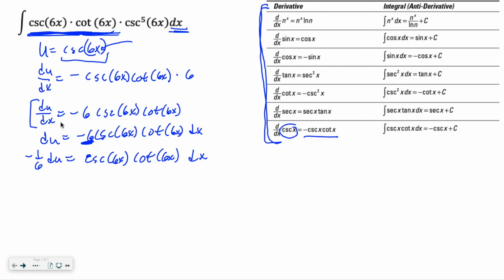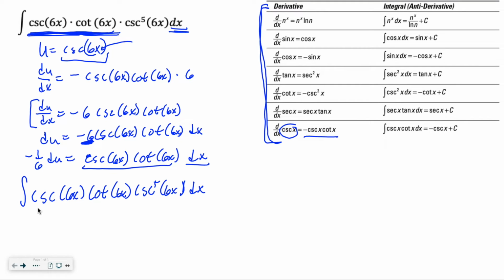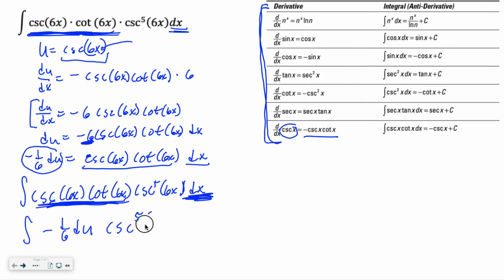Now we have something we can substitute. We have du and we have dx. So we can put that back in. So I'll rewrite this. Cosecant 6x cotangent 6x cosecant to the 5th power 6x dx. So we have this and this that we can substitute in here. So this is going to be substituted for this and this. So if I put that in there, negative 1/6 du, it takes care of this and it takes care of this. So I'm left with cosecant to the 5th 6x.